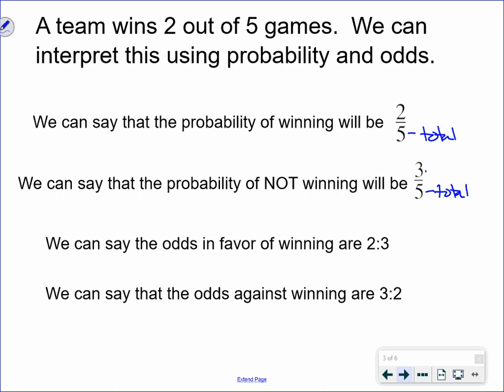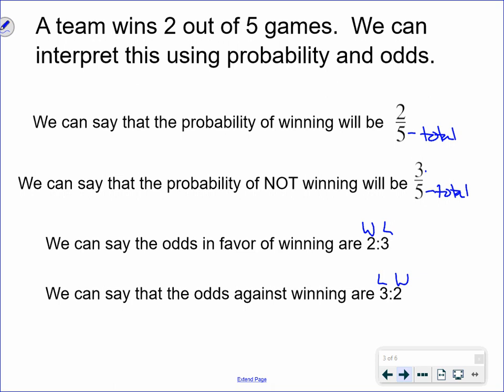When we're talking about odds in favor of winning, that means that we're going to compare the wins to the losses. So if they win 2 times, that means they do not win 3 times. If we're talking about the odds against winning, this is comparing the losses to the wins. So if they lose 3 times, then they will win 2 times.